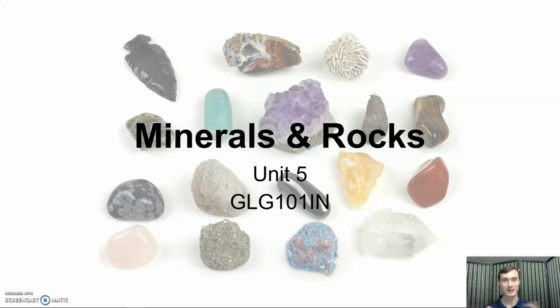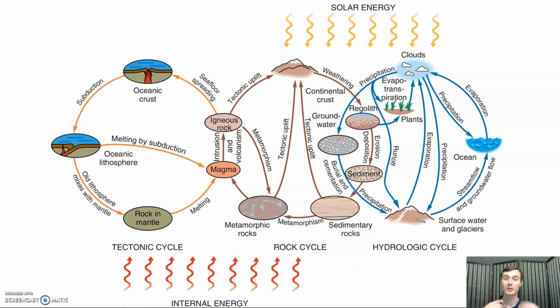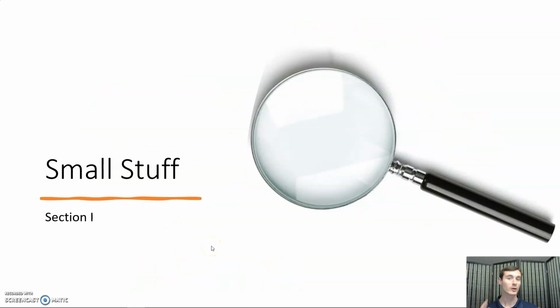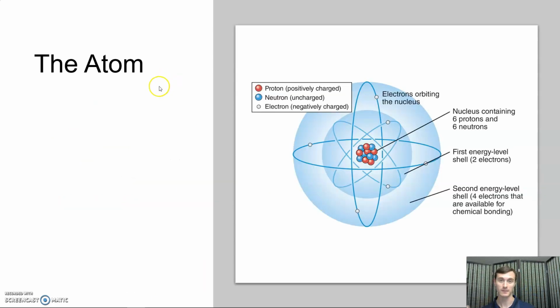So far we've talked about the big picture things: formation of the solar system, how the continents move. Now it's time to zoom in a little further. What are these things called minerals and rocks? What we're going to cover in this unit is everything here on this diagram. We've done the tectonic cycle, y'all all know the hydrologic cycle, so we are going to focus here on the rock cycle. And for the first section, we're going to zoom in as far as we can, all the way down to the scale of the atom.